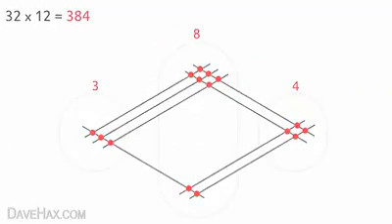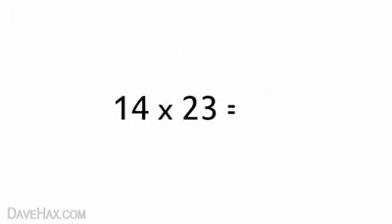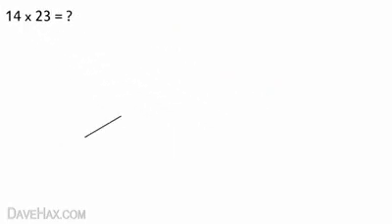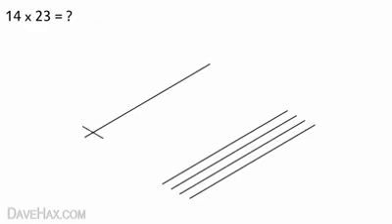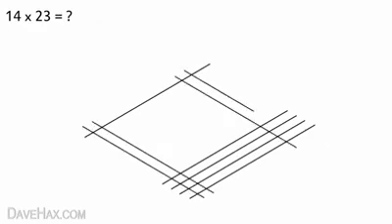I'll show you. Let's multiply 14 by 23. So draw out the pattern: 1, then 4, then 2, and 3. Mark out our zones, and now let's count the dots. Starting from the right, we have 1, 2, 3, 4, 5, 6, 7, 8, 9, 10, 11, 12. So we'll write 12 up here.